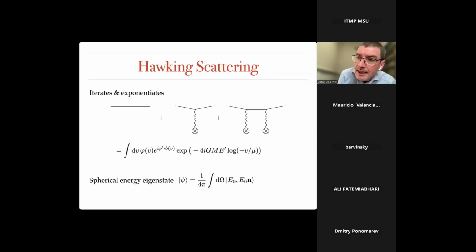Okay, so now that's basically it. That's the key part here, where we summed up a bunch of Feynman diagrams, and now I'm just going to revert back to essentially following some ideas from Hawking to get the spectrum.